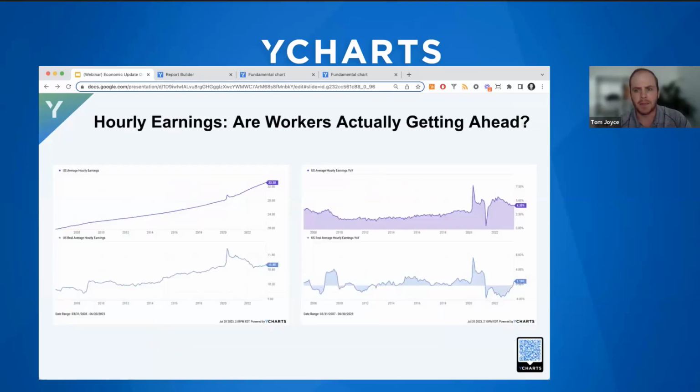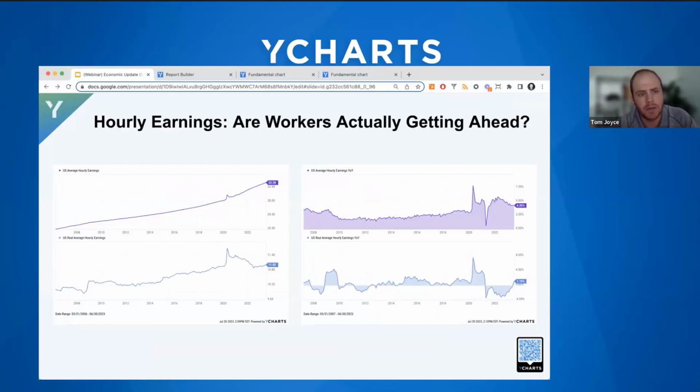Excellent. And I think we're coming down to potentially our last slide, if not one of our last slides, Joe. But lastly, we'll take a look at hourly earnings. Are workers actually getting ahead? Very, very interesting charts here upon further review.